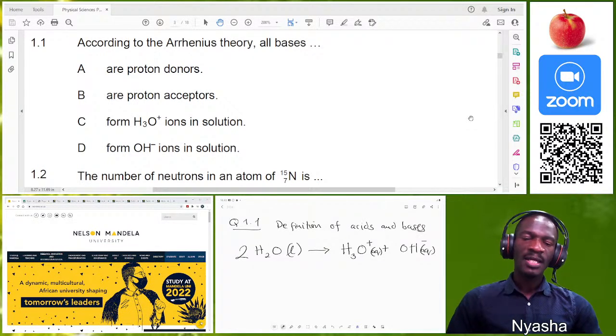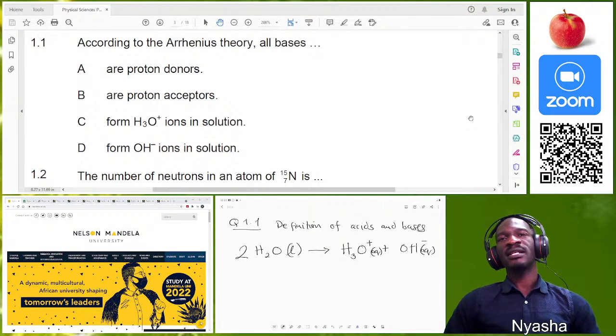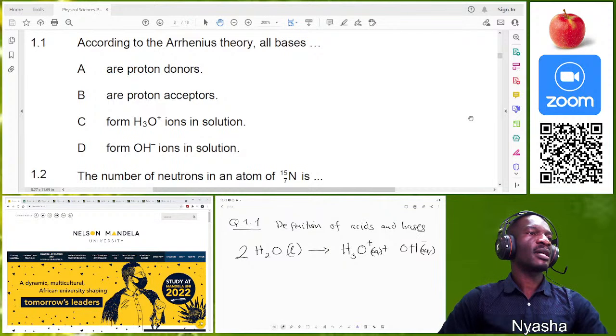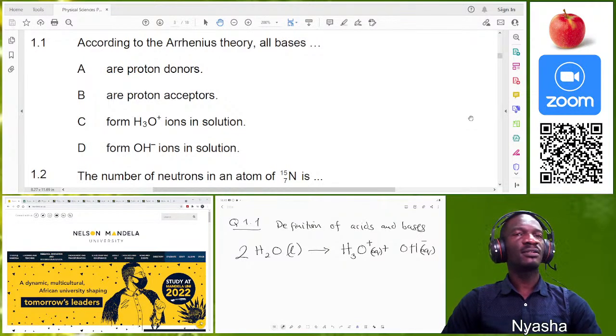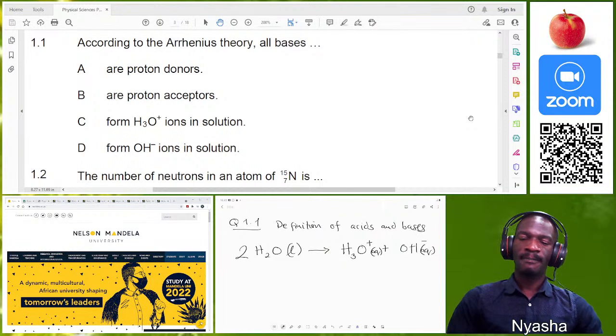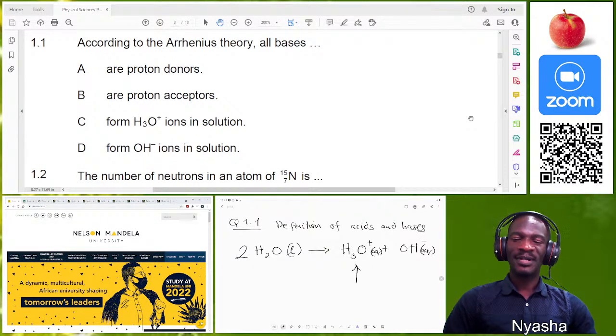Now, this is the equation on which Arrhenius bases the definition of acids and bases. If you look at, for example, Lewis, there's also a definition of your acids, which is based on what? On them being proton donor or acceptors. However, in Arrhenius theory, your acid will always donate a hydronium ion, right?